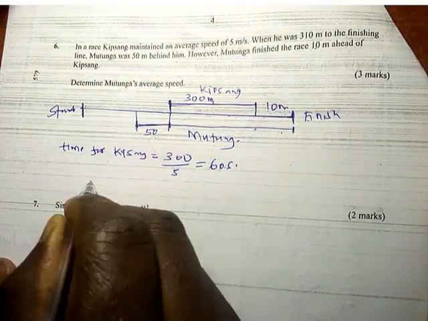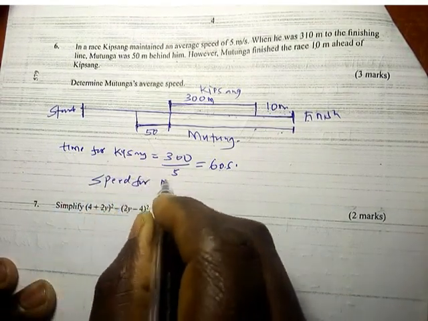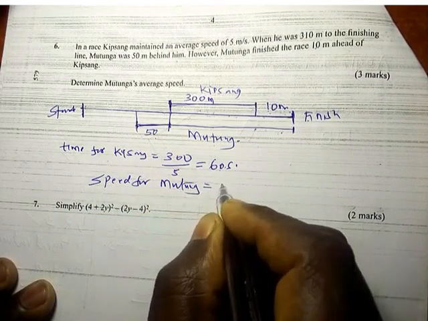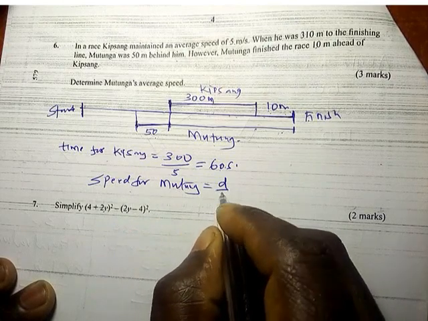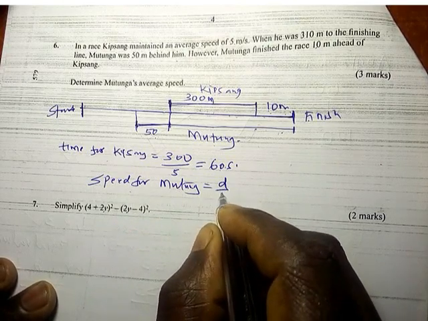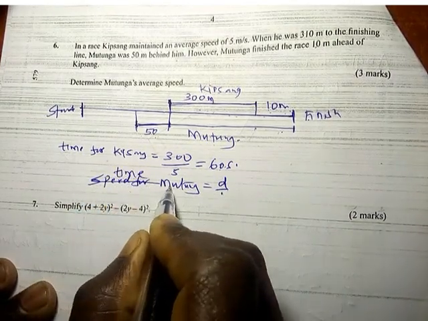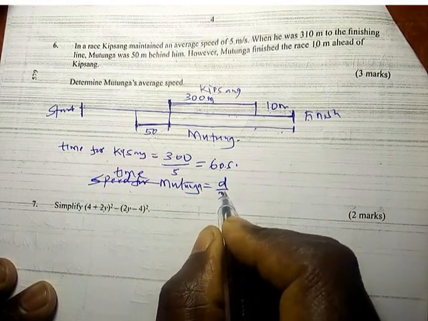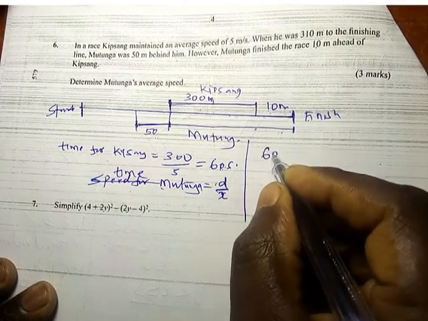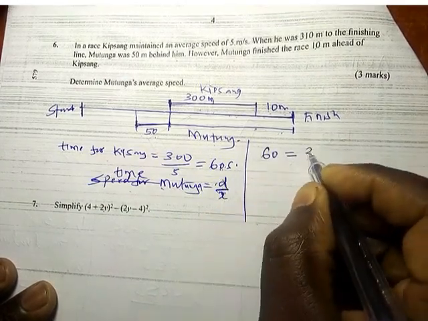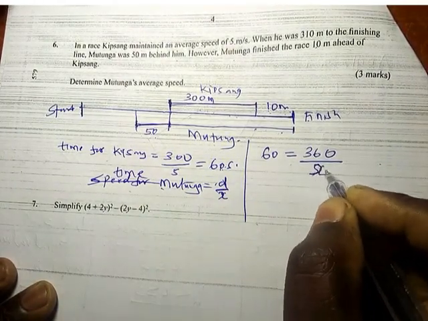So speed for Mutunga is equal distance over time. Time for Mutunga equals distance over speed, which is x. But they are taking the same time, 60. So 60 seconds is equal to the distance, which is 360 for Mutunga, divided by the speed, which we are looking for, the value of x.